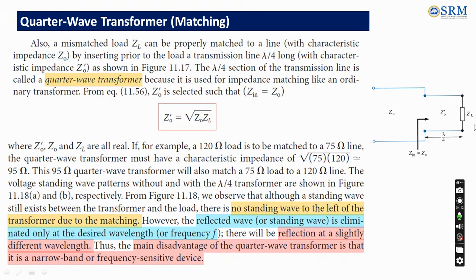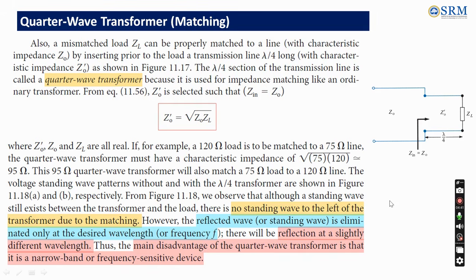Then only the quarter wave transformer can do the matching. For example, if the load is 120 ohm and the line has 75 ohm impedance, the quarter wave transformer should have an impedance of the square root of input 75 times load 120, that is around 95 ohm. The transformer should have this characteristic impedance. The same 95 ohm QWT quarter wave transformer will help us match a 75 ohm load to a 120 ohm line also.